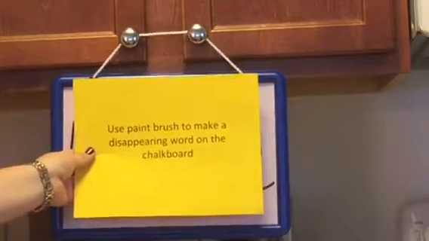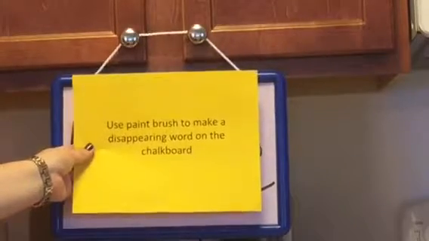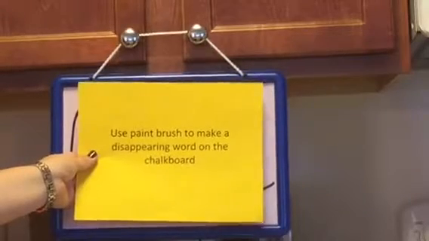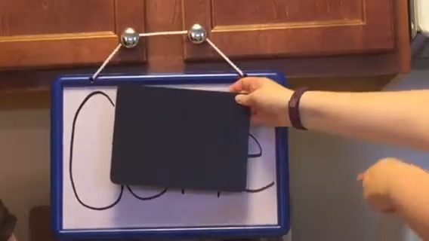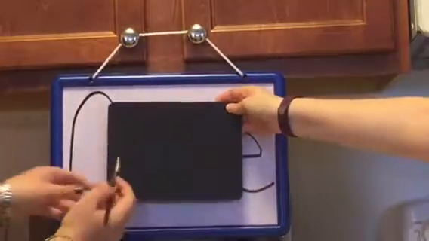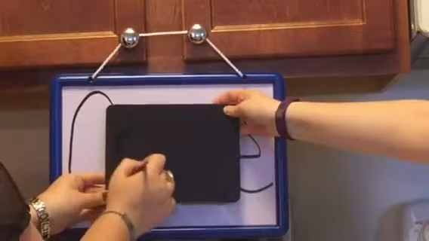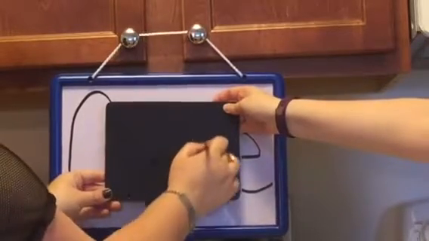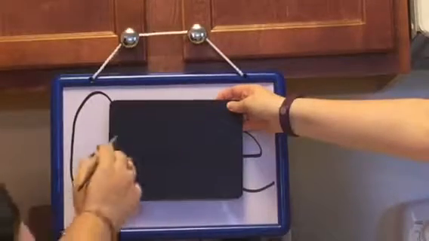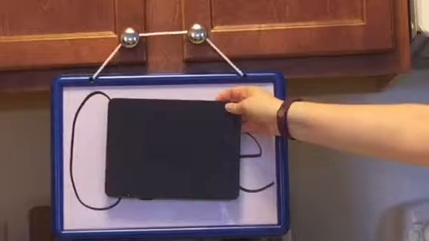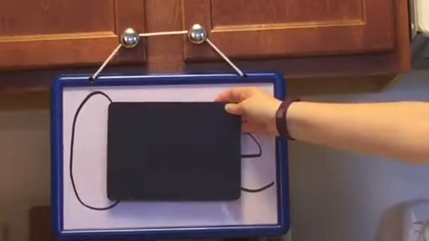Next, another strategy that we're going to use, and some teachers can use this strategy, others cannot. Some might not have a chalkboard. But what we're going to do is we're going to use a paintbrush to make the word disappear on the chalkboard. Sally, can you use your paintbrush to write the word come on the chalkboard? Sally, what's happening to the word that you just wrote? It's disappearing. How cool is that? You just wrote a disappearing word. What word did you write? Come. Good.